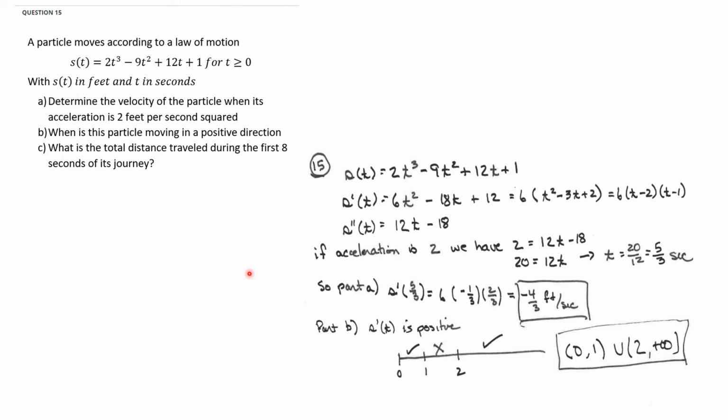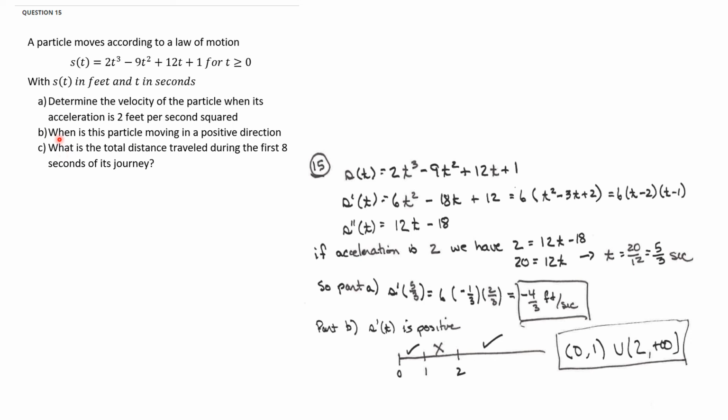Now, to answer part A, we have to take the 5 over 3 and plug it into the velocity. So we put 5 over 3 in there, and we get that the answer to part A is minus 4 over 3 feet per second.